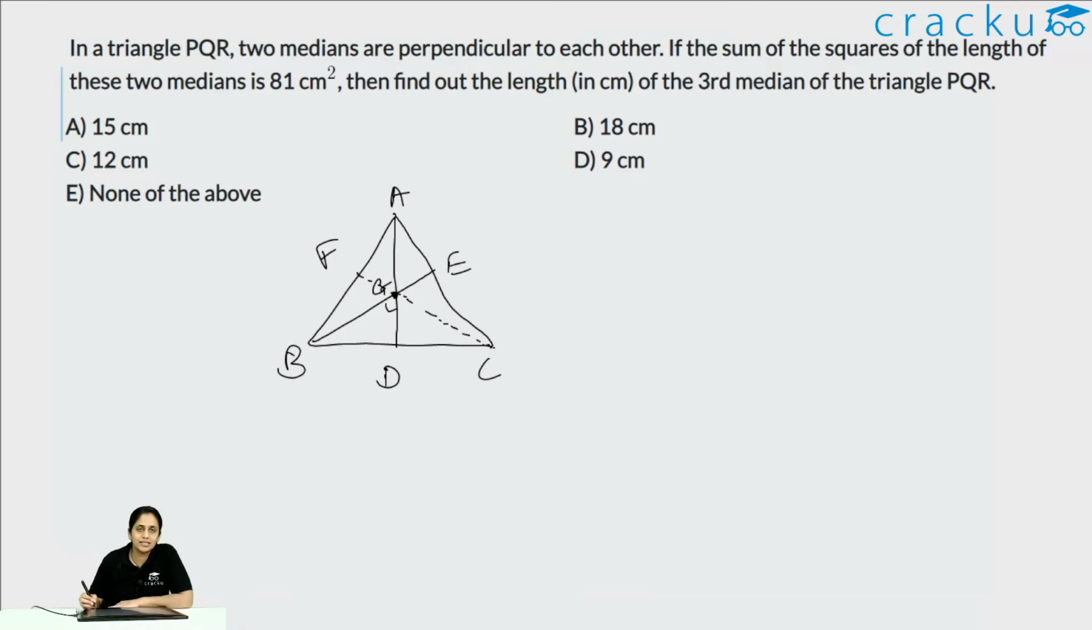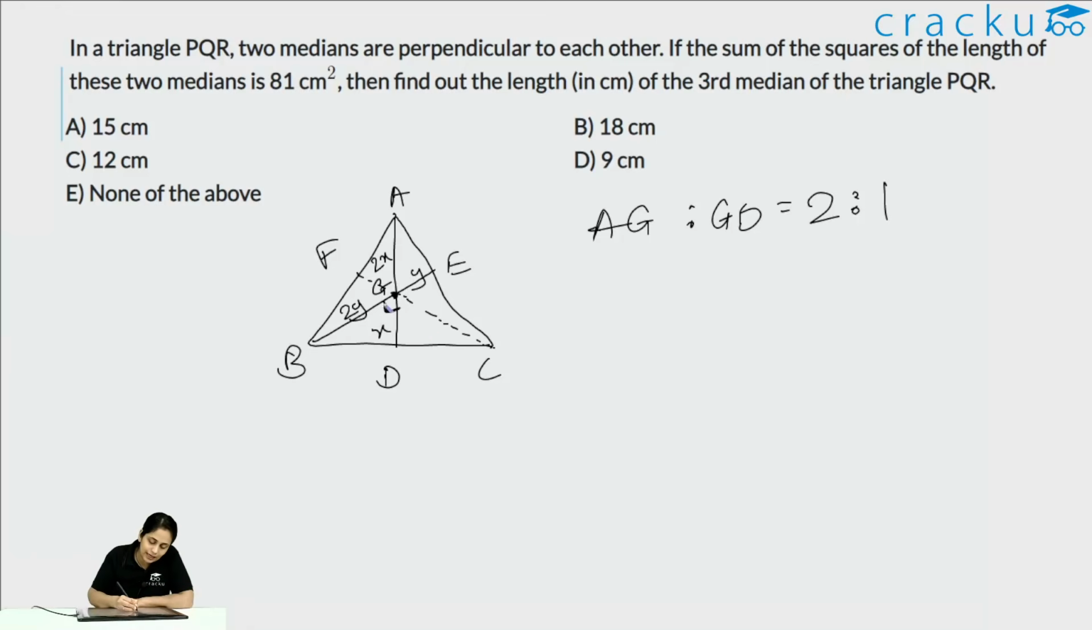Now here G is the centroid, which is the point of intersection of the medians. So we know that AG to GD is 2:1 because the centroid divides every median in the ratio 2:1. So in this case, assume that AD is 3x, so this will be 2x and this will be x. Assume BE is 3y, so this will be 2y and this will be y. So using the theorem, I got the length of each of these parts.